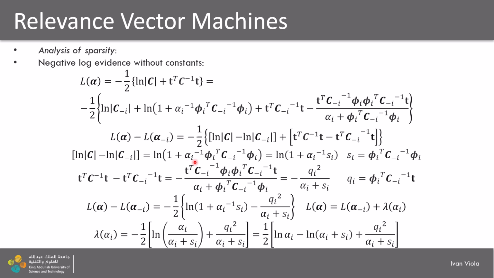We can now replace this complicated structure, the squared basis function, with a quantity, because it will be a scalar at the end, called S_i, which we will call sparsity in a moment. So that is equal to this term. So our ln is 1 plus alpha_i inverse S_i.